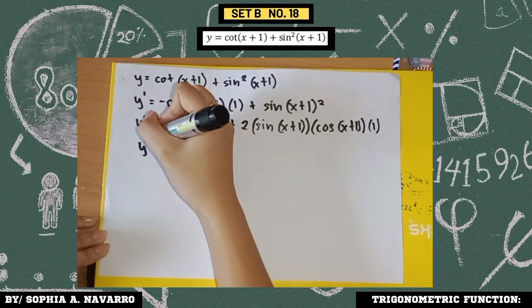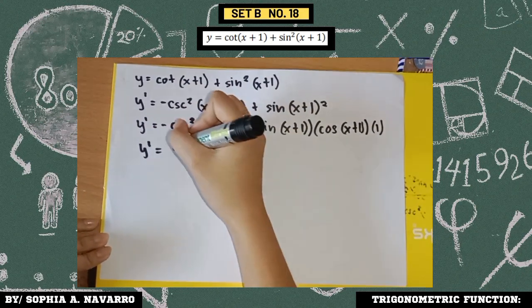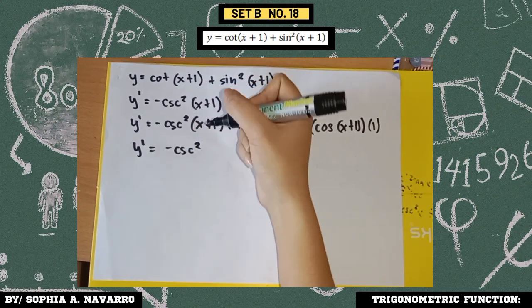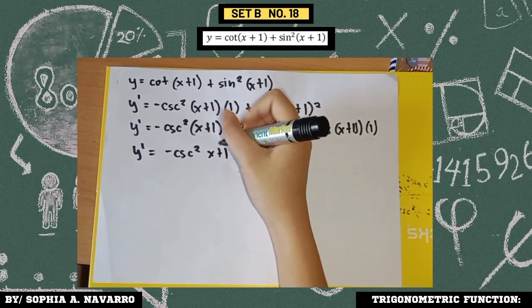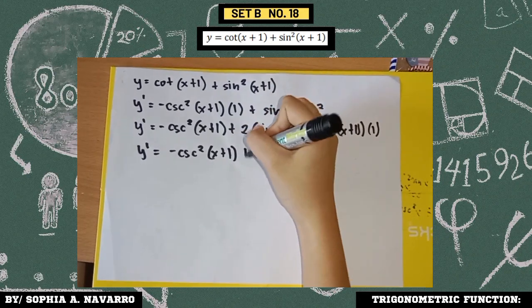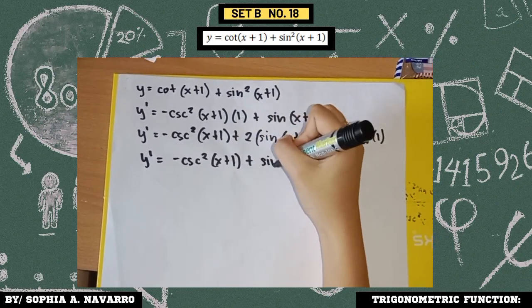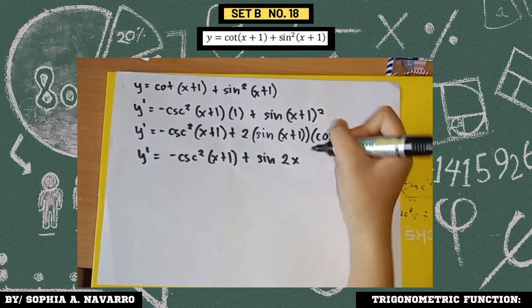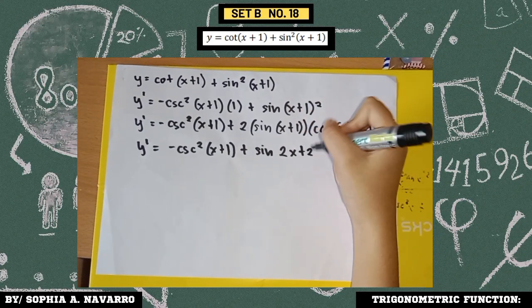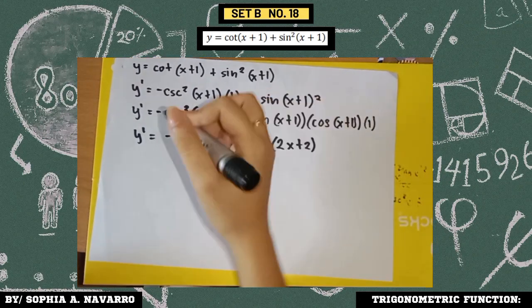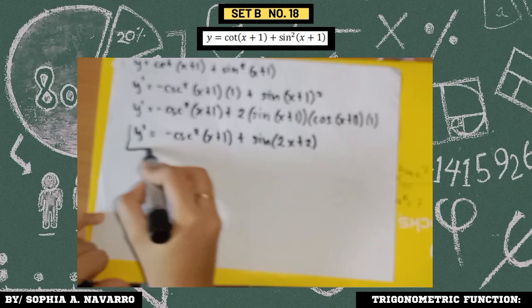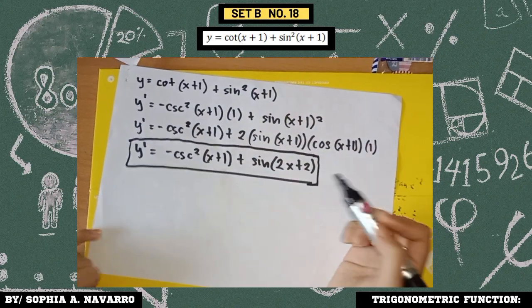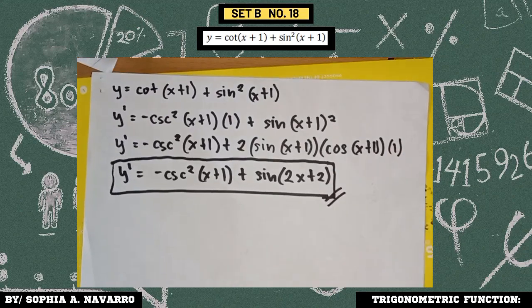And the final answer is negative cosecant squared of x plus 1 plus sine of 2x plus 2, and that is the final answer.